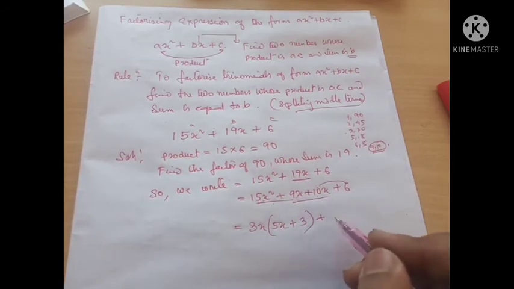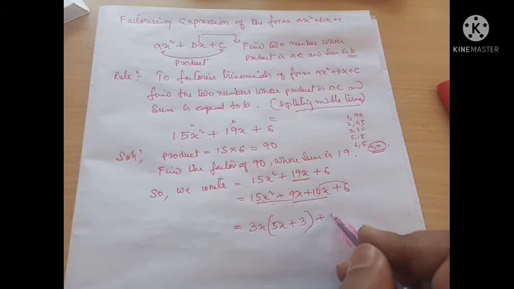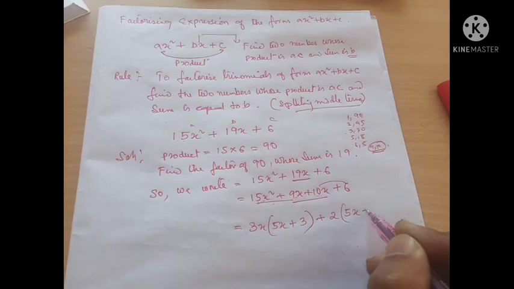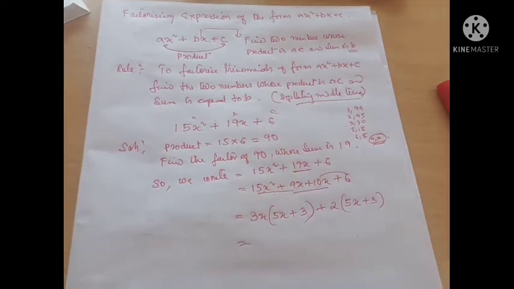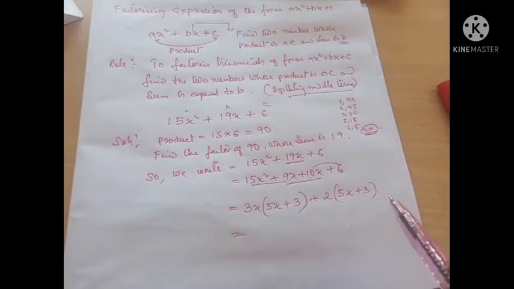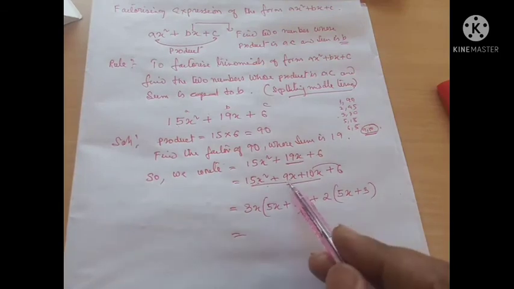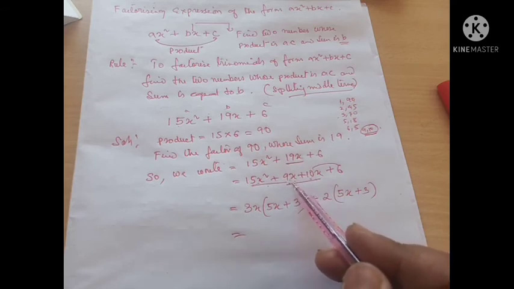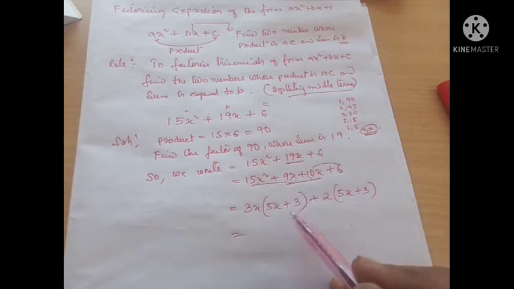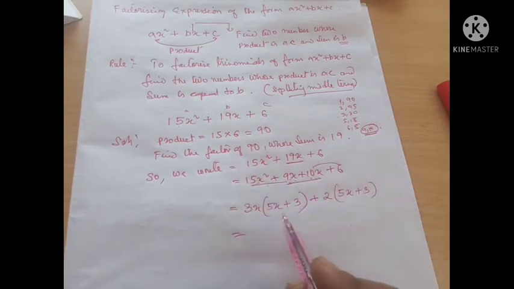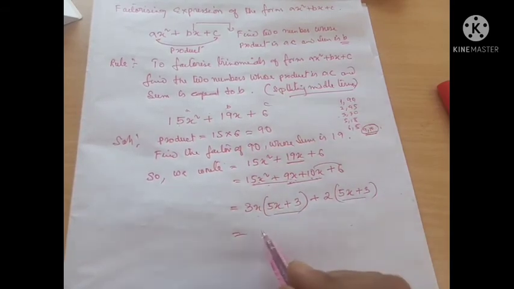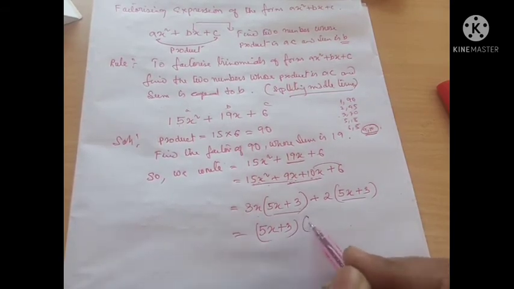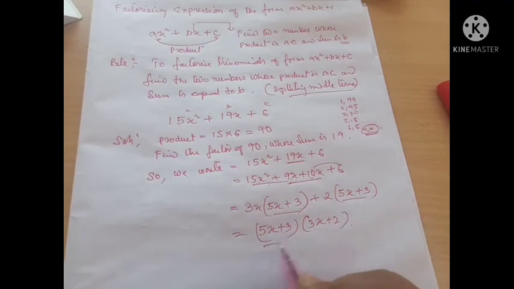In this case also again, we can take common as 2. Then this will be 5x plus 3. Now we have already split these two numbers, that is 19x, in the form of 9x and 10x. Then we take the common of these two terms. So this term and this term are common to both, so we can take 1. And which term is not common? 3x plus 2. This is the required answer.